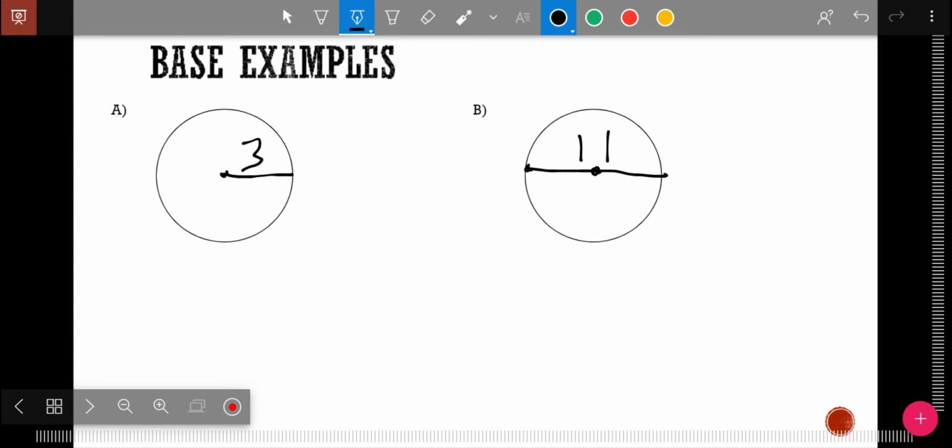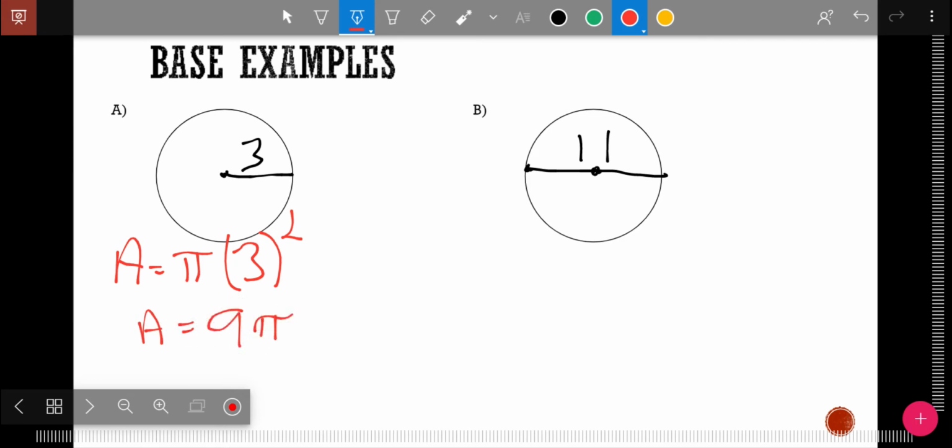And so on the left, area equals pi r squared. The radius is 3. And so the area equals 9 pi. 3 squared is 9, 9 pi. Now, if we were in class, I would say, hey, that's a perfect answer. Leave it as 9 pi.